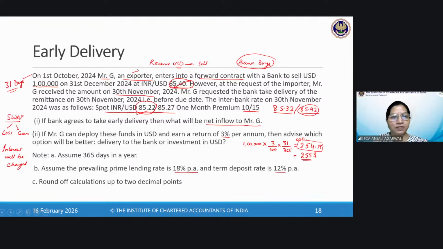There is another option. You don't go to the bank on 30th November, but invest 100,000 in the US at 3%. In that case, you end up having extra money. This extra money you will sell at the forward rate on 31st December. For 1 lakh, you will get 85.40, and for the interest, you can sell it at 85.32.